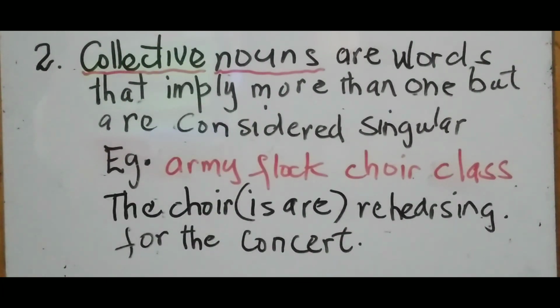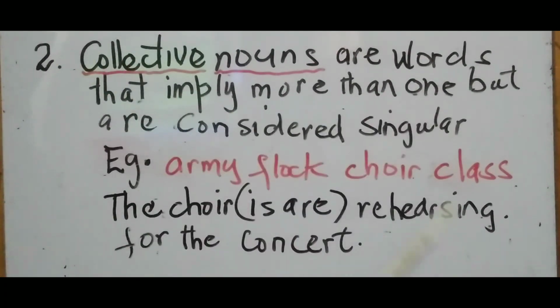So when you refer to a group, it is one group that you're talking about. So if you say an army of soldiers, you're talking about one group of soldiers, right? Here we have flock. If you say a flock of sheep, then it's one group. It's a number of sheep, but it's one group. So you're referring to the group. So that's why we call it collective.